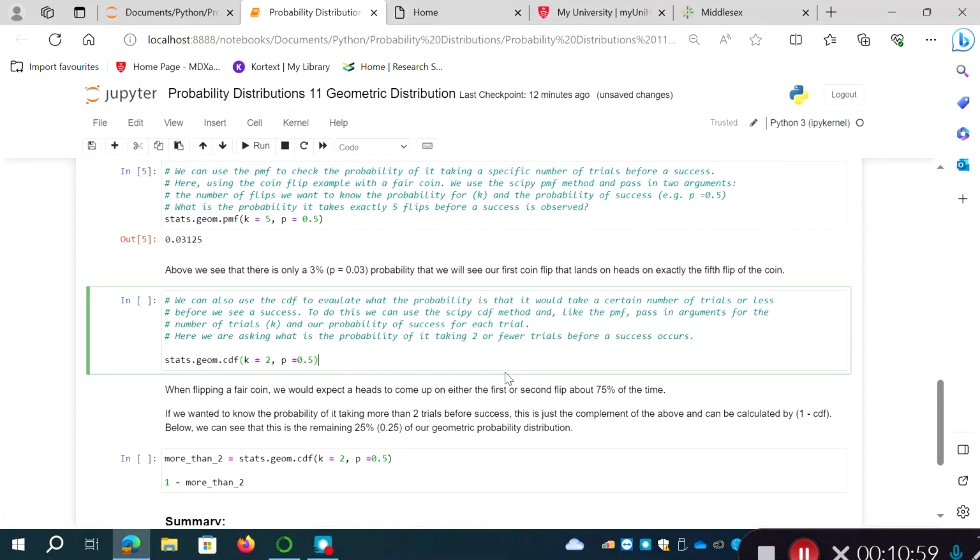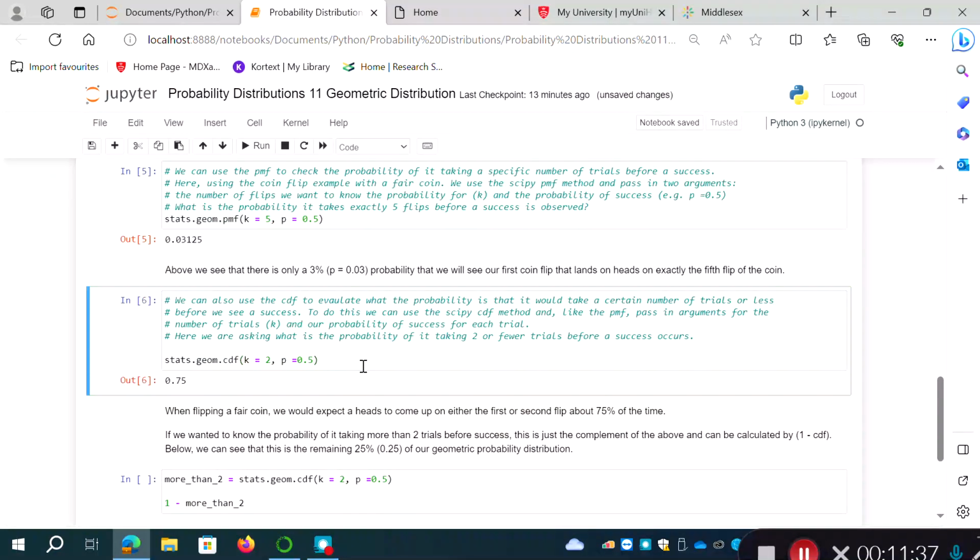I've demonstrated this in other videos for other probability distributions, but we can use the CDF, passing in arguments for the number of trials and our probability of success for each trial. So here I'm using stats.geom.cdf. That's the only difference to above. What we're really asking for is, what is the probability of it taking 2 or fewer trials before a success occurs? So we've set k to 2. What's the probability we'll see a success on either the first or second trial, given our probability of success on each trial is 0.5?